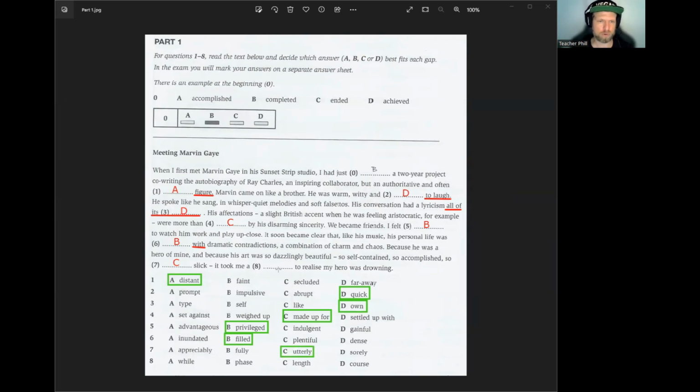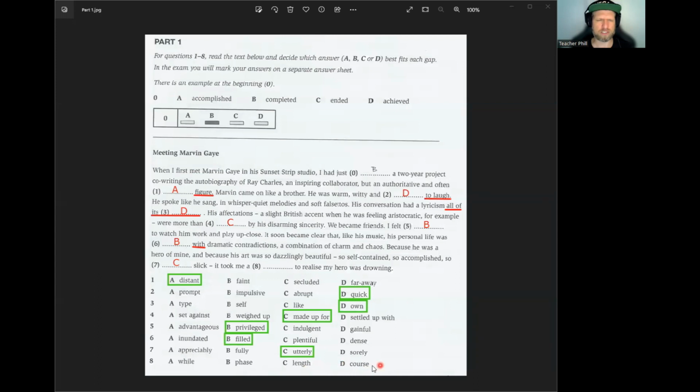And then it took me to realize my hero was drowning. Because he was a hero of mine, it took me to realize. So I would say, without looking at the options, it took me a while, or it took me a bit. And yes, we do have while here. It took me a phase, a length, a course. Now, a phase is something temporary, like you're going through a certain phase in your life. Length, I wouldn't say it took me a length. You can maybe say a length of time. And a course, I don't know.